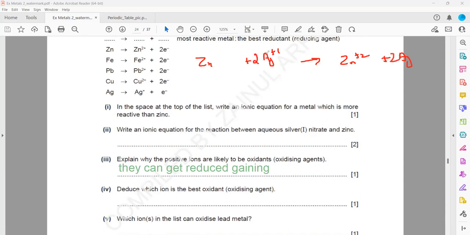Because the ratio of the charge should be balanced. The charge is 2 plus, 1 plus, like total 2 here on the left hand side, and 2 should be on the right hand side. So you can construct any ionic equation between the two metals.